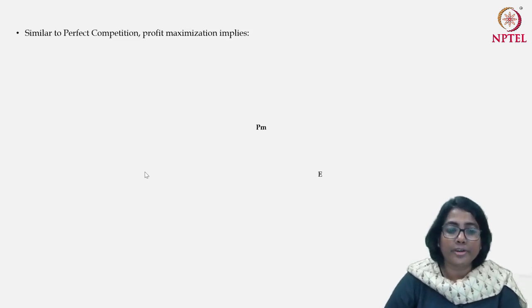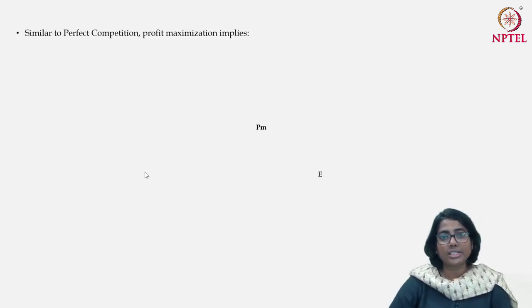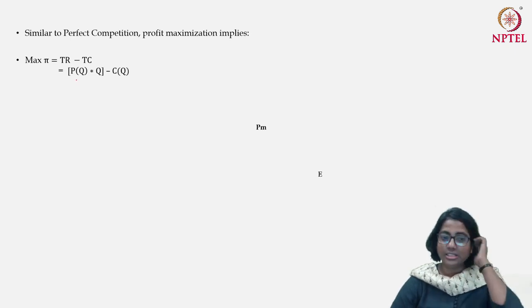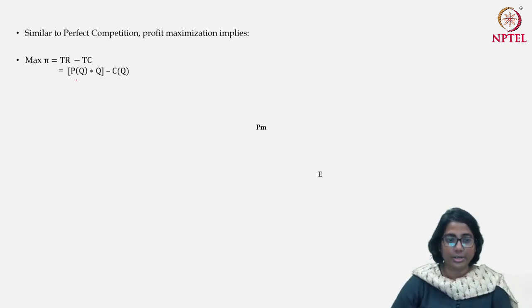So similar to perfect competition, profit maximization for the monopolist also would imply maximization of profit, which is total revenue minus total cost. The only difference is that the price is defined in a different way. Instead of writing P multiplied by Q for total revenue, what I am writing here is P(Q) multiplied by Q, because the monopolist has the power to change the price. So that is why P is a function of Q. The rest of the things are pretty similar. So what does the first order condition say?